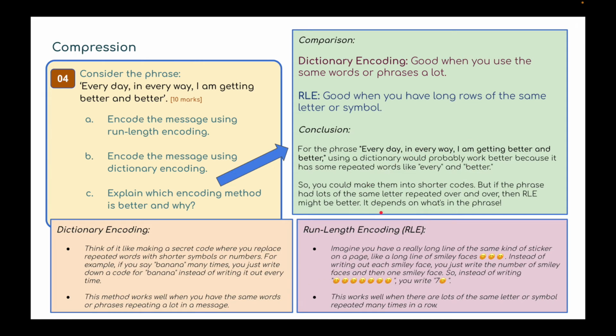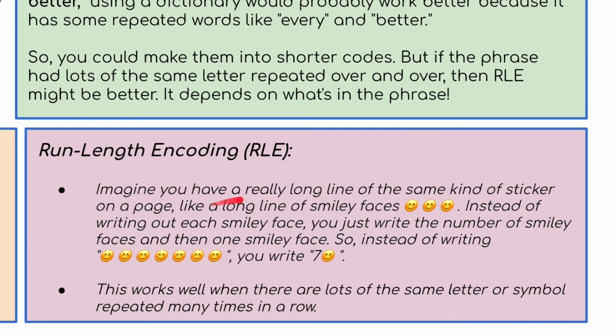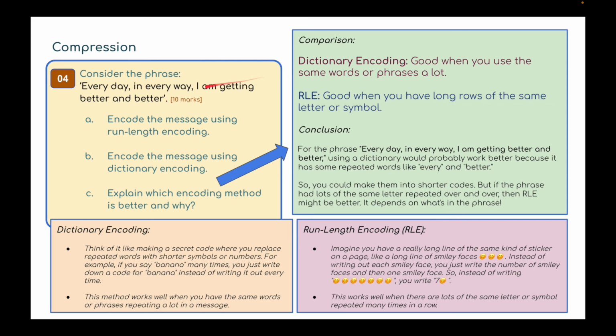Okay, and RLE, imagine you have a really long line of the same kind of sticker on a page, like a long line of smiley faces. Instead of writing out each smiley face, you just write the number of smiley faces and then one smiley face. So instead of writing 7 faces, you write 7 face. Okay, this works well when you have lots of the same letter or symbol repeated many, many times. Okay, so that's a difference. So I think we've established for this that dictionary encoding would be the best.